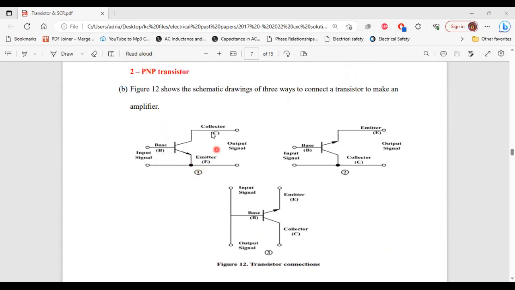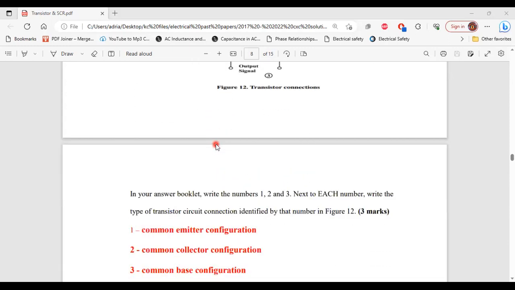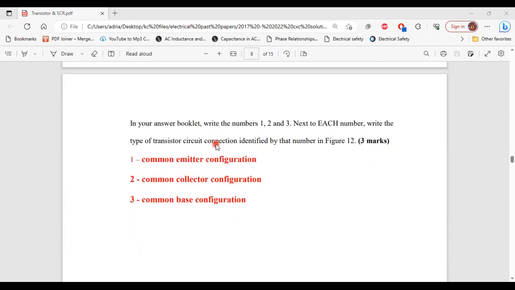All right, so number 1, this is the common emitter transistor configuration. And we know this because the emitter is common to both the input and output. Number 2, this is the common collector transistor configuration. And we know this because the collector is common to both the input and output. Number 3, this is the common base transistor configuration. And we know this because the base is common to both the input and the output. All right, so that's it for part B of this question. And that's it for this question. Let's move on to the next question.